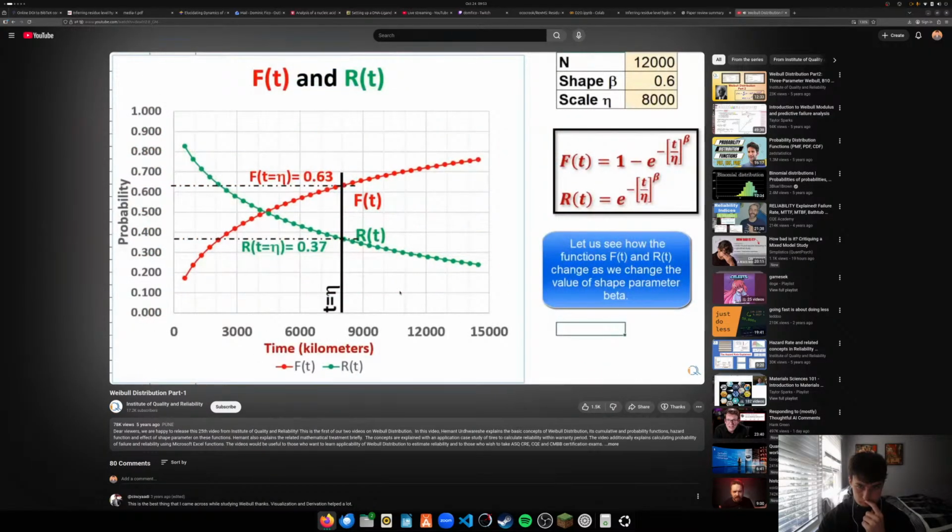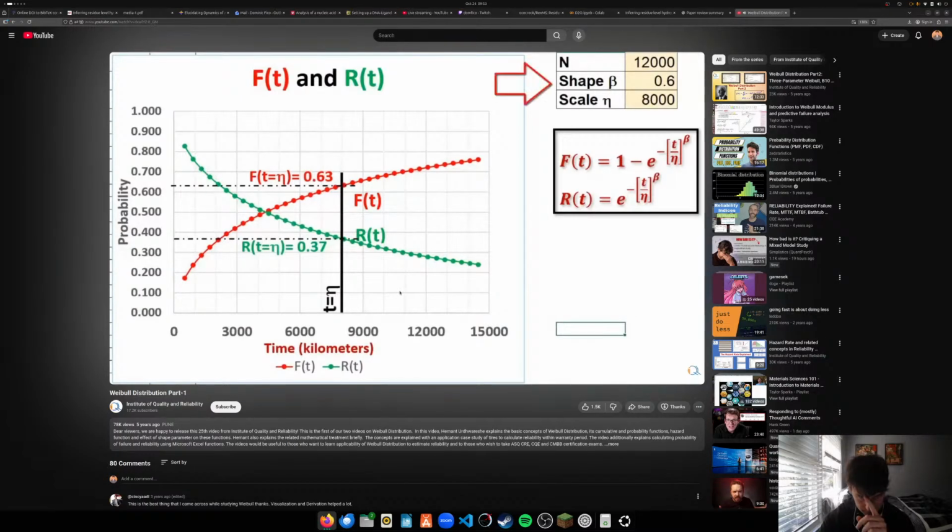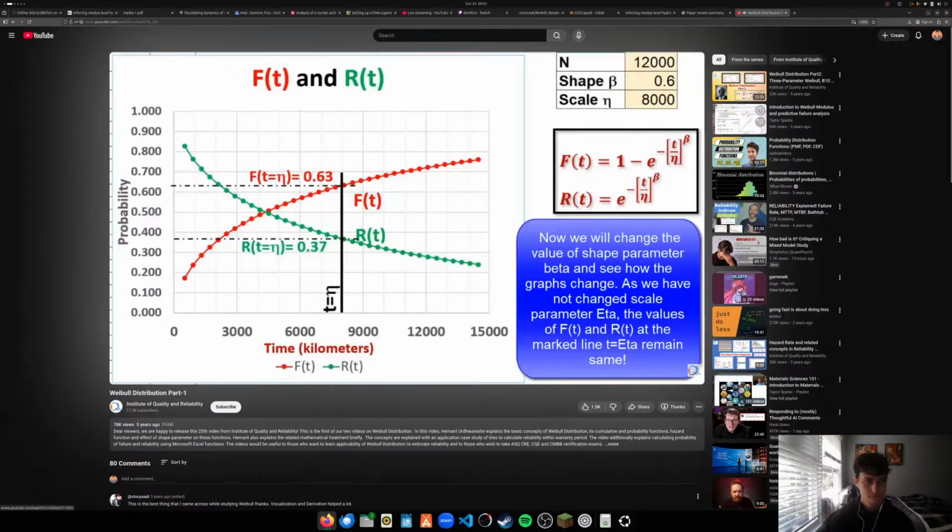Let us see how the functions F of t and R of t change as we change the value of the shape parameter beta. This graph is plotted with shape parameter beta equal to 0.6 and scale parameter eta equal to 8,000. The red line shows the cumulative failure function F of t, and the green line shows the reliability function R of t. We have also marked the line t equal to eta, that is 8,000. Now we will change the value of the shape parameter beta and see how the graphs change. As we have not changed the scale parameter eta, the values of F of t and R of t at the marked line t equal to eta remain the same.